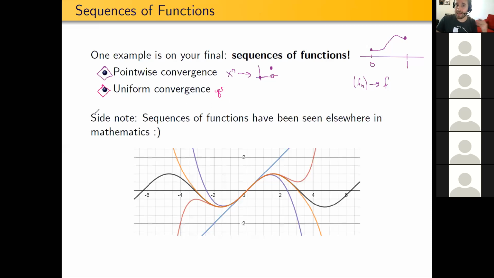Yeah, so an example of this sort of in action, where you can see it's just a tiny little half step above what we've done in our class. In fact, we're actually doing it in the class just on the final. As a fun side note, I just wanted to mention this. Sequences of functions are things you've seen elsewhere in mathematics, though we maybe didn't use this language when we were talking about them. Does anybody know what this picture is?